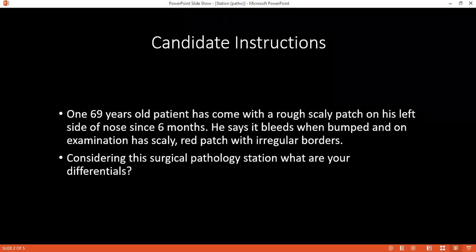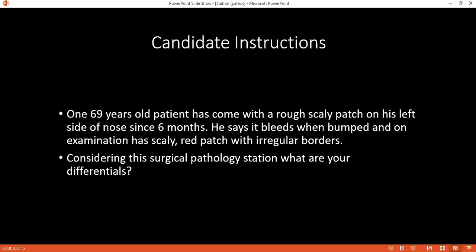Right. So if you have read and understood this surgical pathology station, kindly tell me what are the differential diagnoses that you will consider for this patient? Okay, ma'am. My differential diagnosis in this case is a basal cell carcinoma, and I also consider a squamous cell carcinoma, tuberculosis, seborrheic keratosis, and actinic keratosis.